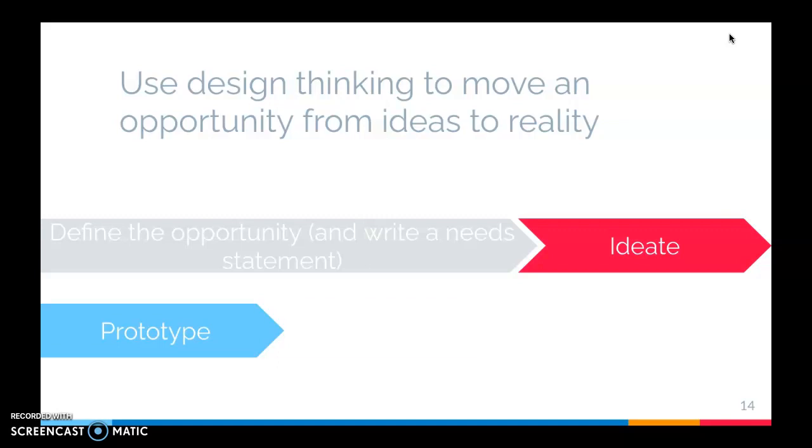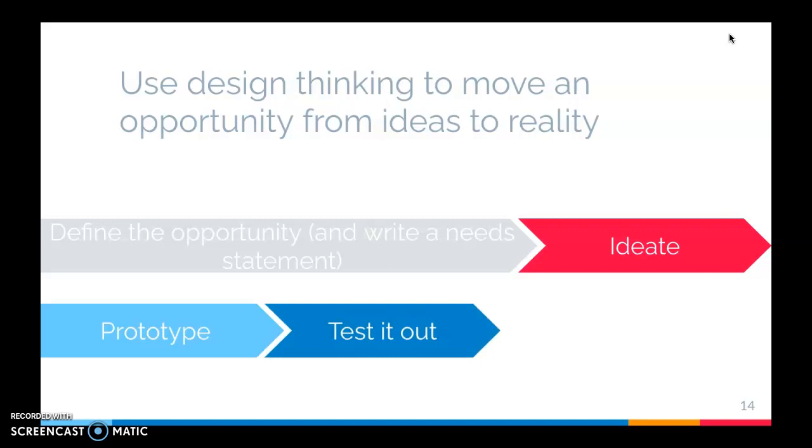After you prototype, you're going to test it out, right? This is, in theory, one of the easier steps because you're just implementing your idea.